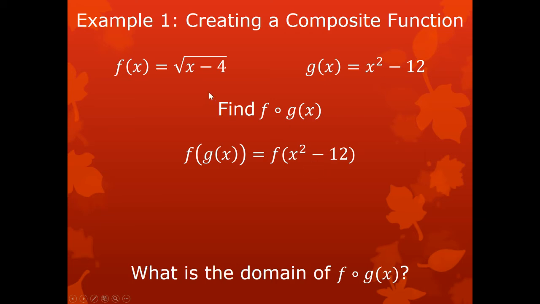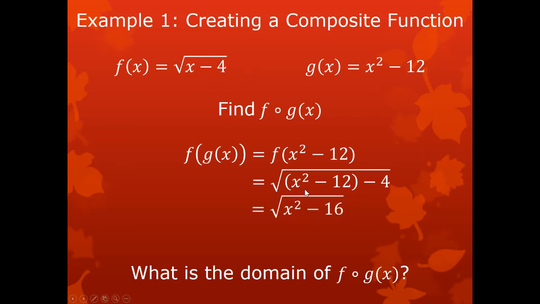So now I'm just going to replace the x in my f of x function right there with x squared minus 12. When I do that, I'm just going to place it there. We still have the minus 4. We still have the square root because that was where my function came from. So we can clean this up just a little bit, combine the minus 12 and the minus 4, and we get this function right here, x squared minus 16.